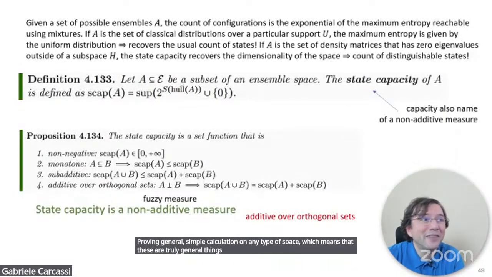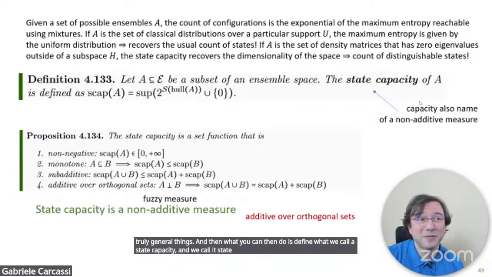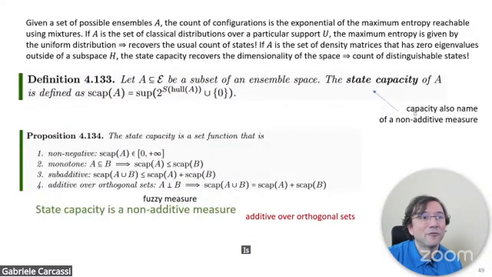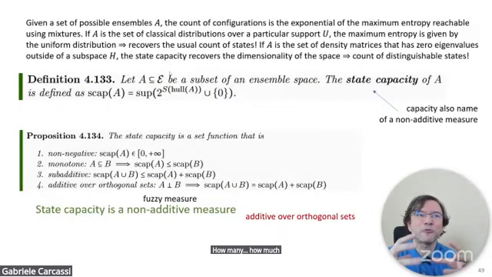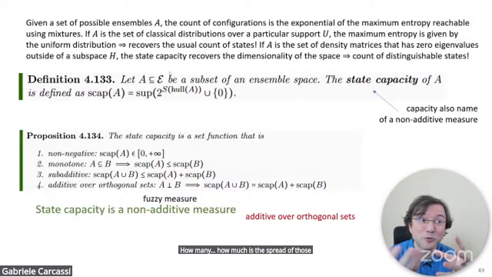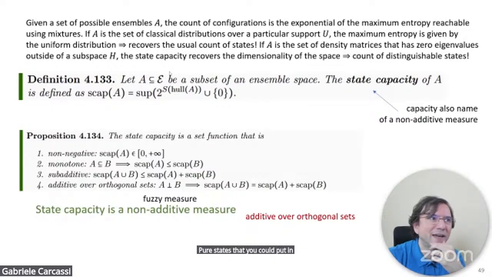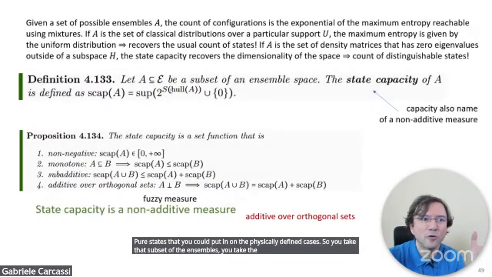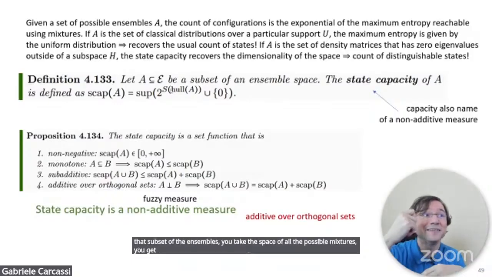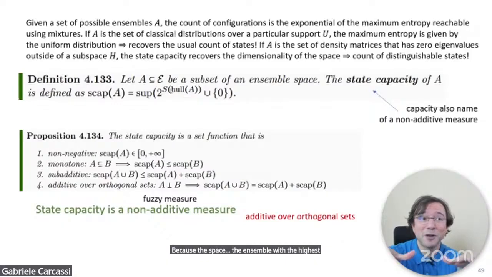And then what you can do is define what we call a state capacity, and we call it state capacity because capacity is another name for a non-additive measure. Given a set of ensembles, we want to say how much is the spread of those ensembles in terms of the pure states that you could put in on the physically defined cases. So you take that subset of the ensembles, you take the space of all the possible mixtures, and you get the highest entropy, because the ensemble with the highest entropy is going to be the uniform distribution.